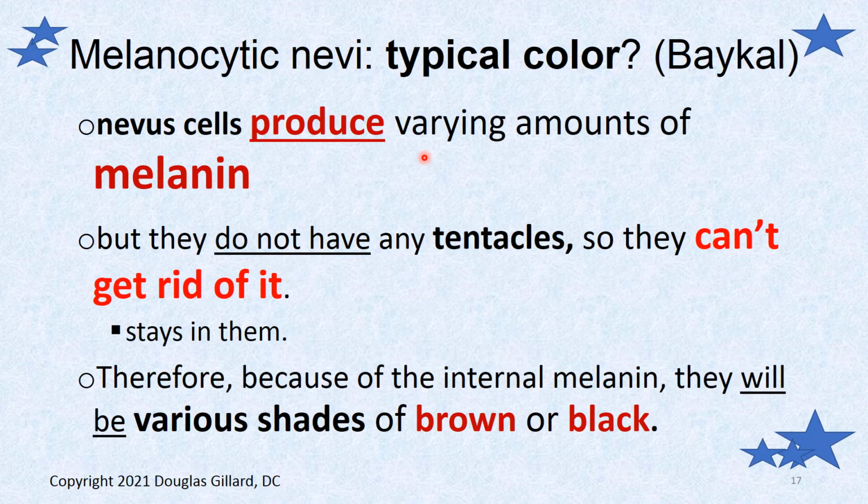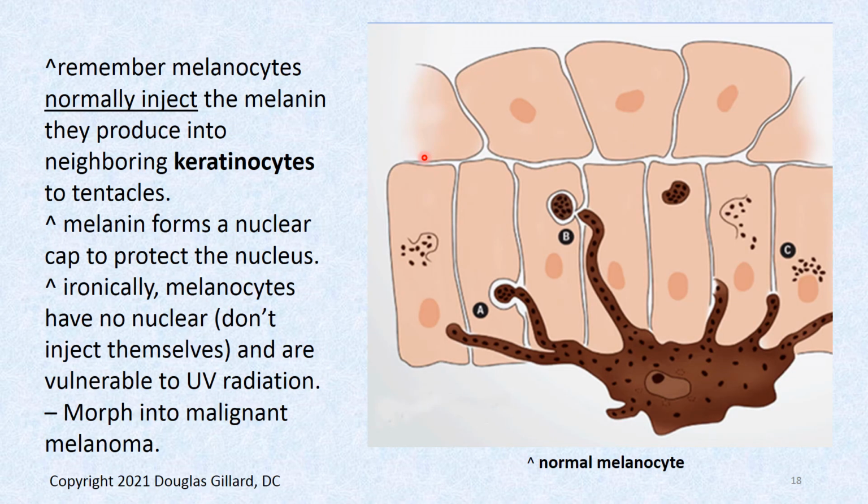Colors. So yeah, they are typically pigmented. The younger ones produce varying amounts of melanin. Remember, they don't have tentacles, so they can't inject their neighbor cells with it. But they can't get rid of it, so it's stored inside of them. So they are various shades of brown and black when they start out.